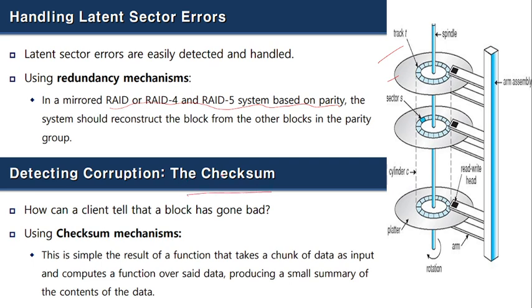So how the data is corrupted, and when to check it, the mechanism is known as checksum. The client can tell the block has gone bad by using the checksum mechanism. By using the checksum only, we can tell that the block is bad. To compute the checksum, the procedure is simple: a function takes a chunk of data as input and computes a function over the data, producing a small summary of the content.